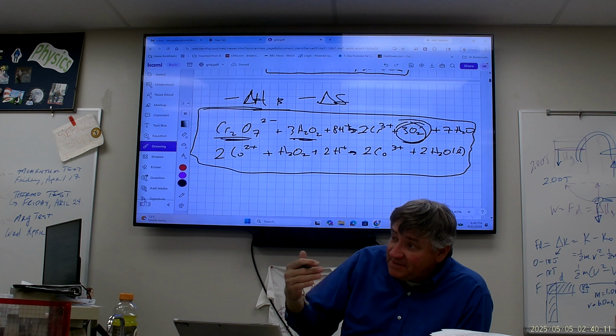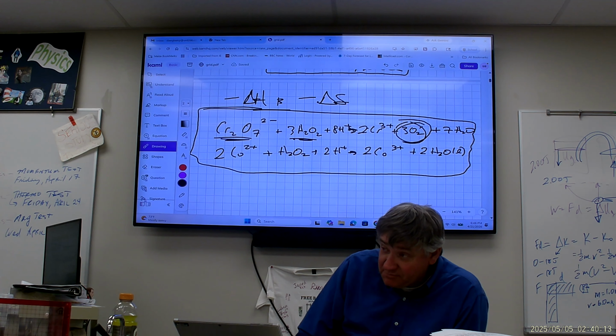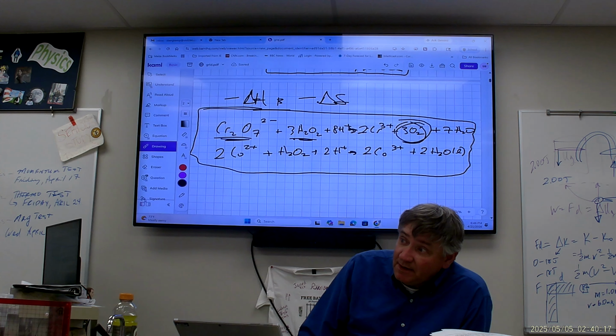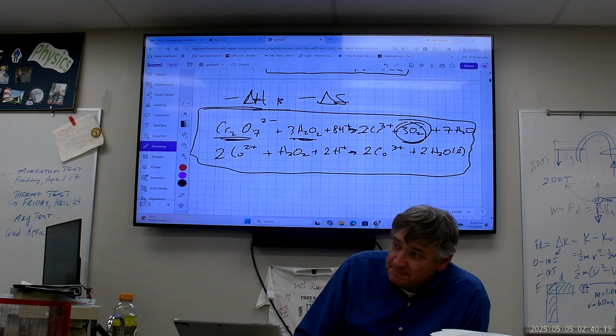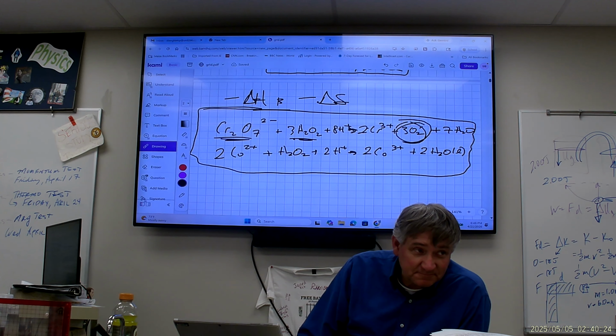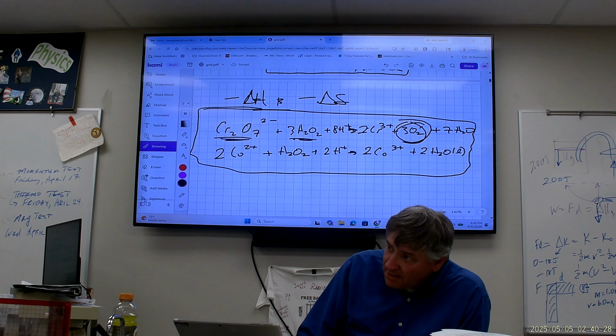But this is a redox reaction. So if you have a reduction, you also have to have an oxidation. So then you have to decide which one you are going to flip.